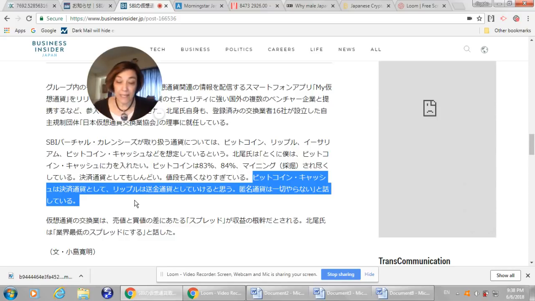And then at the end he says, this is important, tokume ska wa isai yaranai to hanashite iru. Sorry, I'm really slow at reading Japanese. I will not do anonymous currency. So as of now, we can see that Kita-san doesn't want to add any of the anonymity coins. Not surprising, because the FSA has pretty much come down and put pressure on everybody who is licensed to delist those coins.